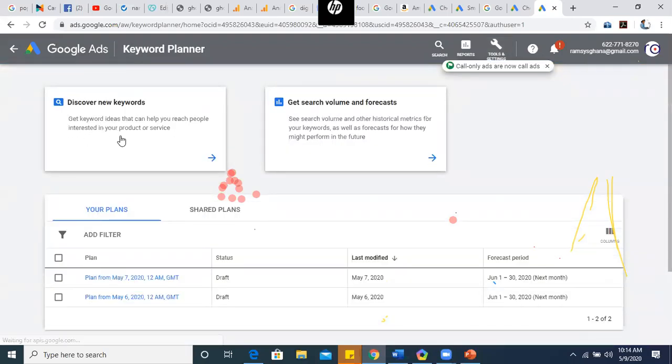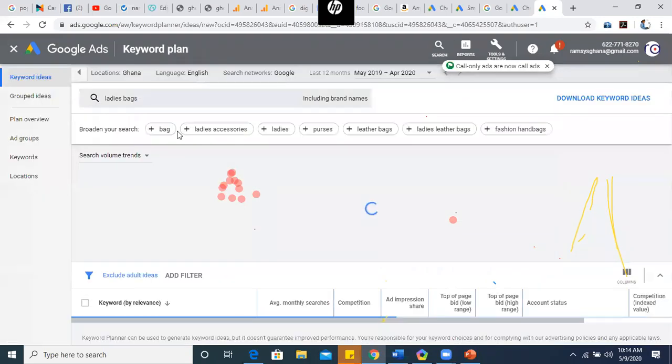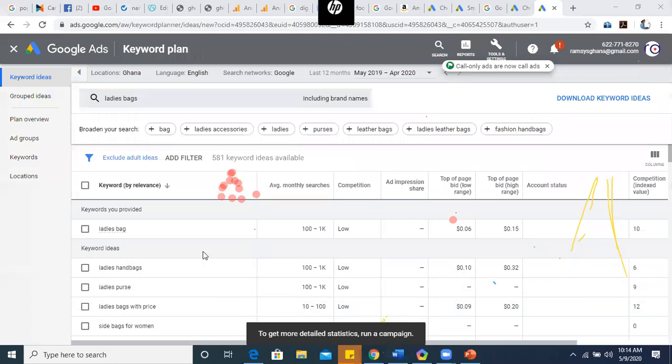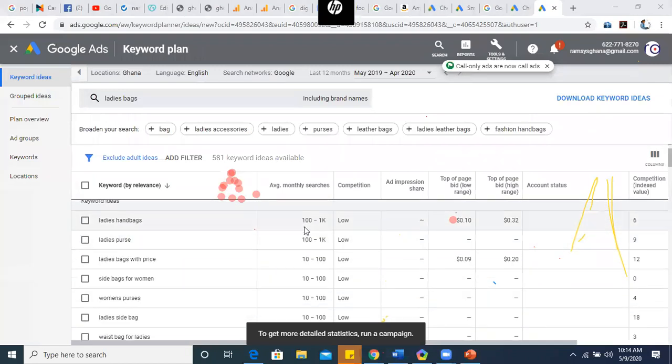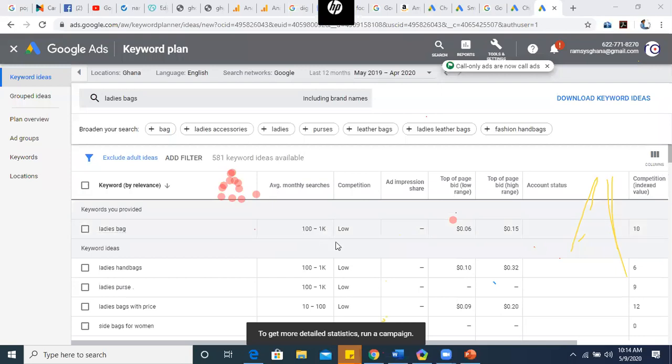And then you have discover new words. So I come here and I said, take my ladies bag. I'm just going with my ladies bag. Okay. And then when I go, I want to just get the results. Now, what they will tell me is that for ladies bag, between 100,000 to 110,000 people every month are searching ladies bag.